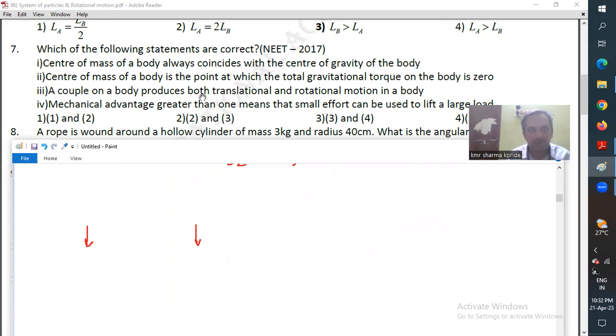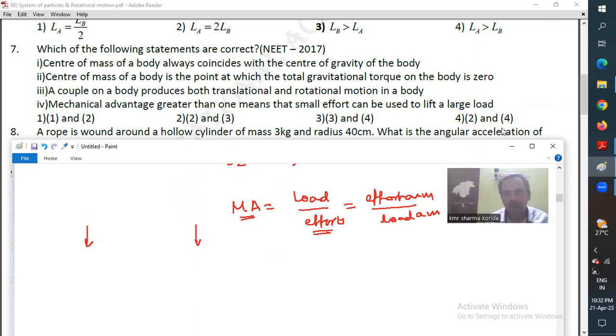A couple on a body produces both translational and rotational motion. No. A couple never produces translational motion, it only produces rotational motion. So this statement is wrong. Mechanical advantage: get back the formula of mechanical advantage. It is load by effort. Or otherwise there is another formula, effort arm by load arm. So if mechanical advantage is greater, definitely effort will be small because these two are inversely proportional. So both statements 2 and 4 are correct. The fourth option is correct.